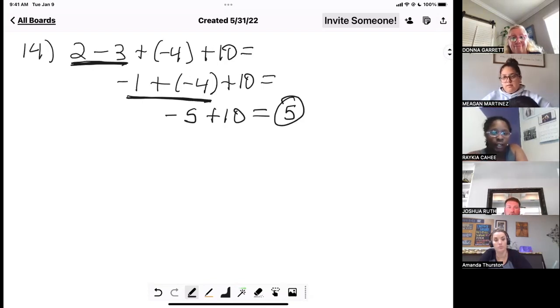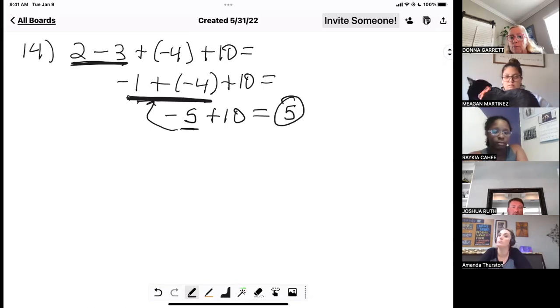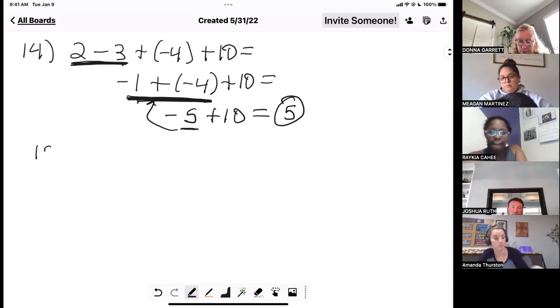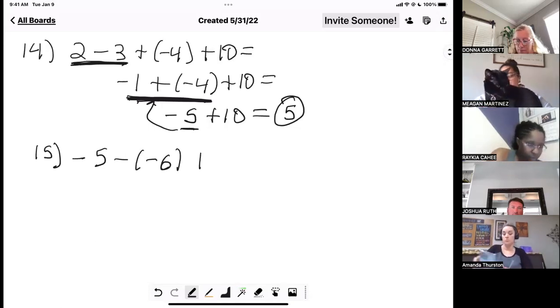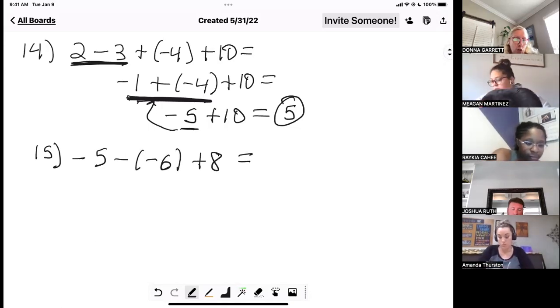That's what I was just thinking about, Miss Garrett. Even though 10 is your bigger number, you got negative 5. Oh, negative 5 is from this part right here. That came from here, the negative 1 plus negative 4. Okay. This one's smaller. Try this one.